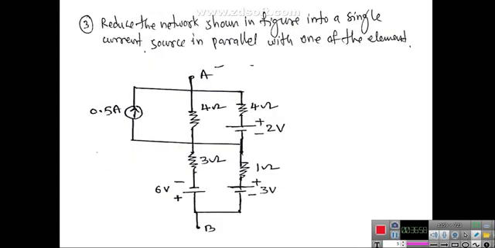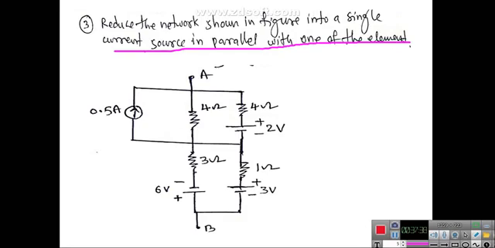Now let us consider one more. Reduce the given network shown in the figure into a single current source in parallel with one of the elements. Okay, so this is the given network. Just look at this part of the network: this current source in parallel with this resistance. What is expected is a current source in parallel with one of the elements. So before going for conversion of current source into voltage source, better go for conversion of this voltage source into current source.